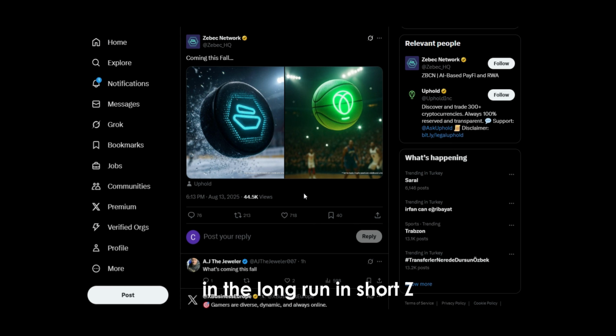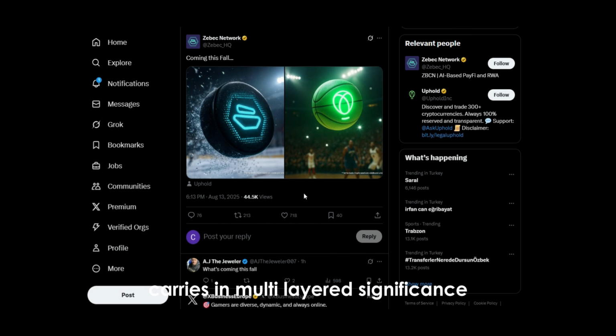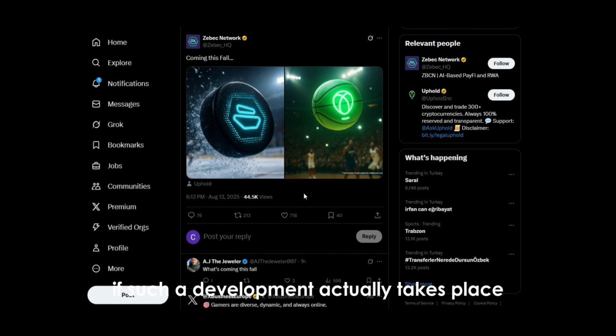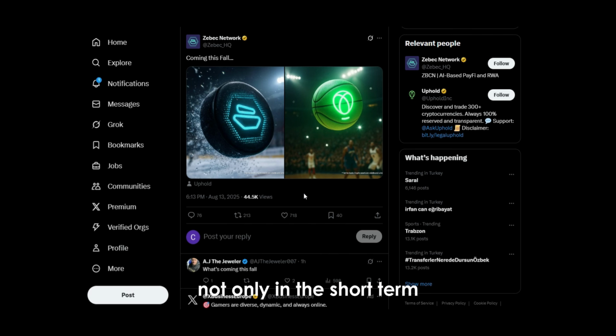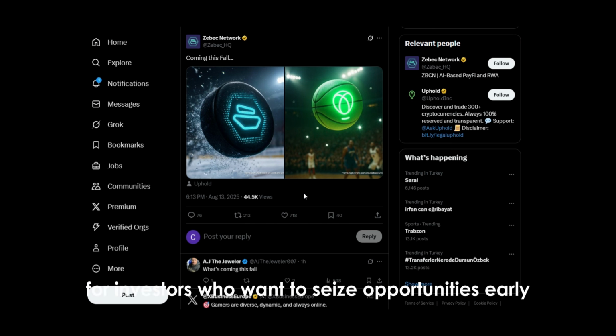In short, Zbcn's post hinting at a possible partnership with Uphold carries a multi-layered significance in terms of technical analysis, investor psychology, community management, and long-term project development. If such a development actually takes place, it is likely that the price will be positively affected not only in the short term, but also in the long term. Therefore, carefully monitoring such signals is of critical importance for investors who want to seize opportunities early.